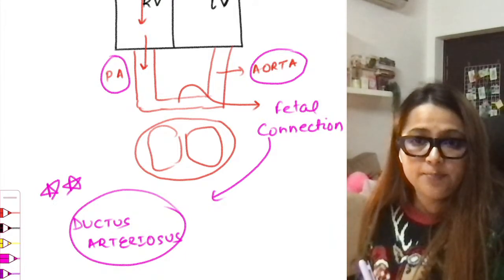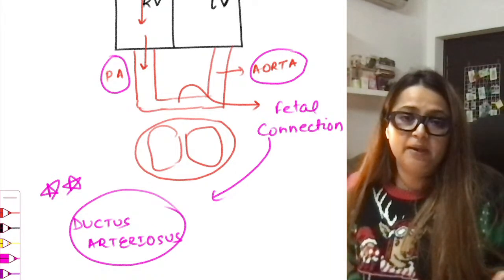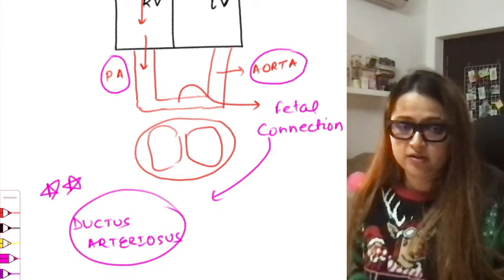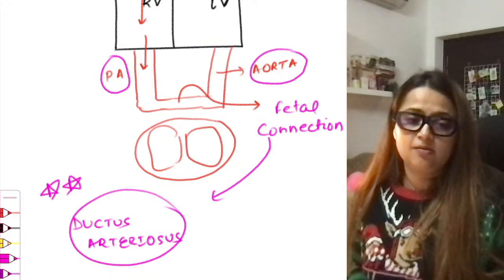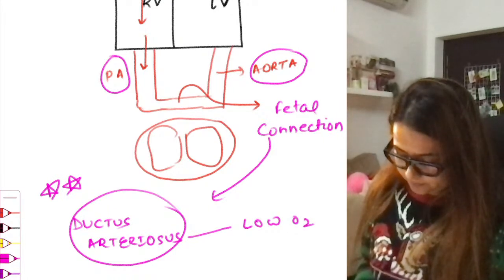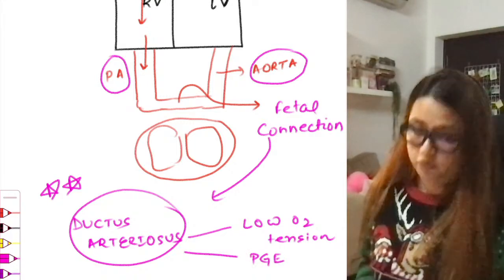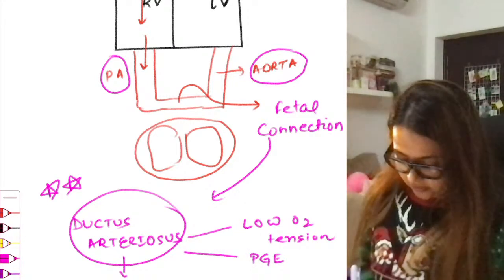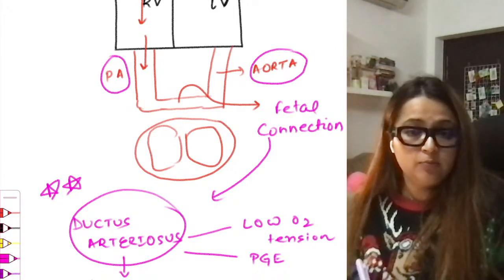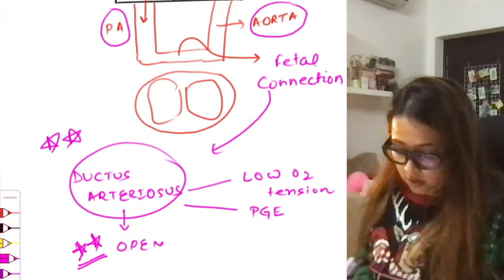Now, there are a few factors that keep this ductus arteriosus patent while the baby is in utero. When the baby is in the uterus, there are a few things that keep this ductus arteriosus open so that the lungs could be bypassed. Number one is low oxygen tension. Number two is prostaglandins. These are the factors that keep the ductus arteriosus open. This could be a confusing point, so always remember it: low oxygen tension and prostaglandins keep it open.